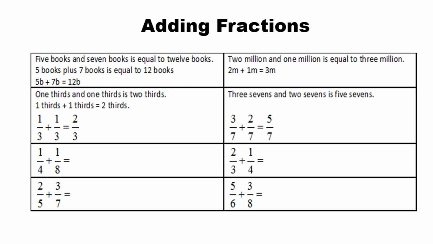Now you have 4 examples there. 1/4 plus 1/8, 2/3 and a quarter, 2/5 and 3/7, 5/6 and 3/8. As you can see, the denominators are not common. So you must ensure that the denominators are common in order to add the numerators. So in the next slide, there is a YouTube link that will indicate to you exactly how you can convert different denominators to common denominators, and then you can add the numerators.